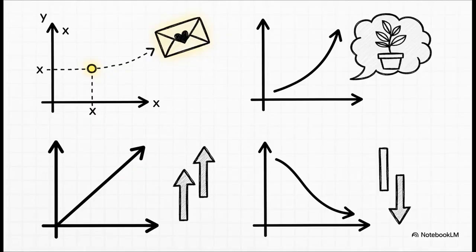Wow, we have covered a lot of ground today. Let's do a quick recap of the main ideas. First, a coordinate like x, y is just an address for a point. Second, a graph is a picture that tells a story with numbers. Third, direct proportion is more means more, and its graph is a straight line. And fourth, inverse proportion is more means less, and its graph is a curved line.